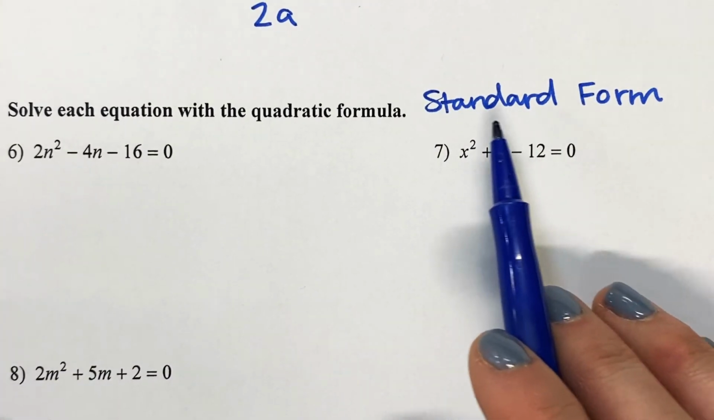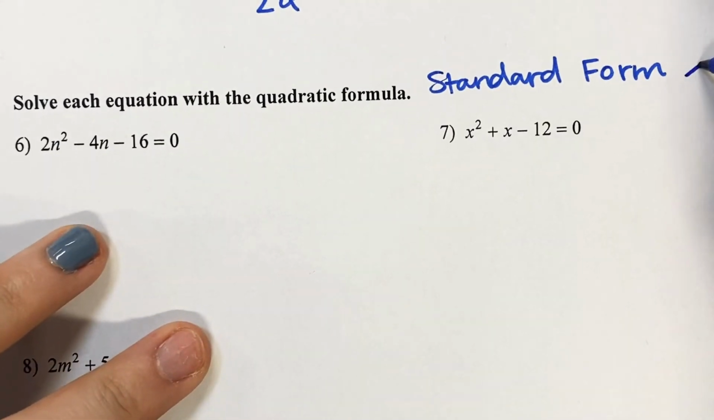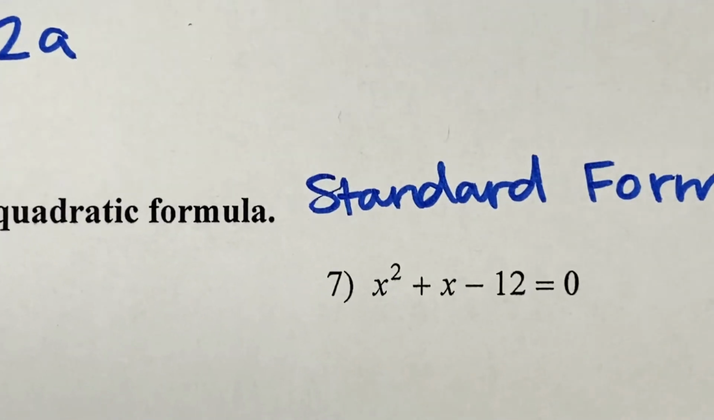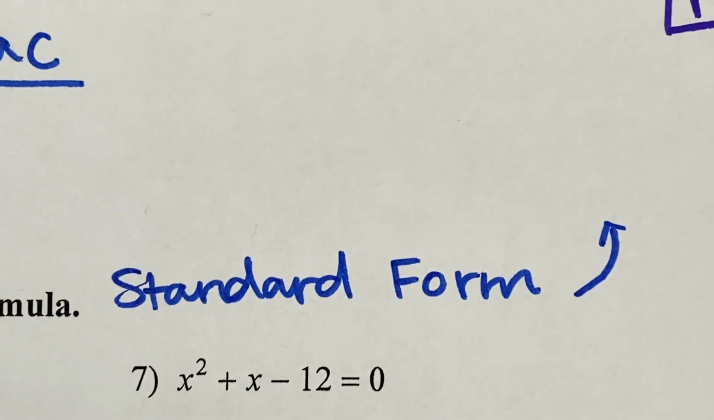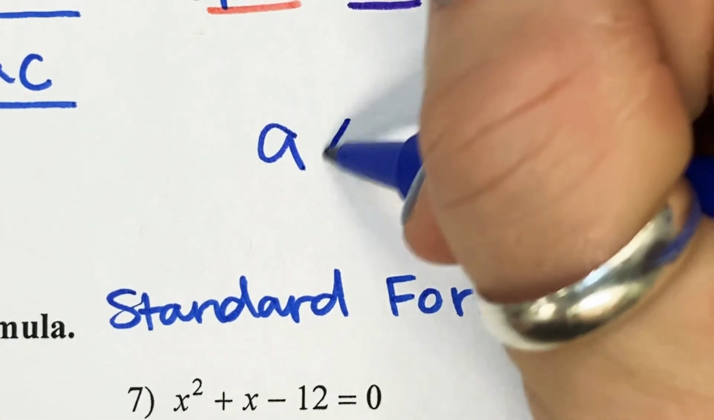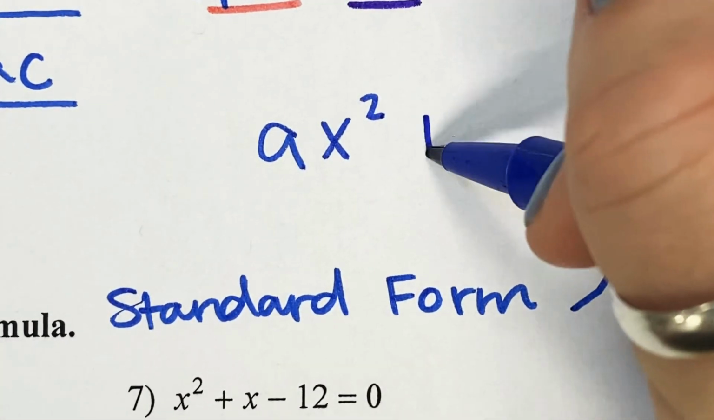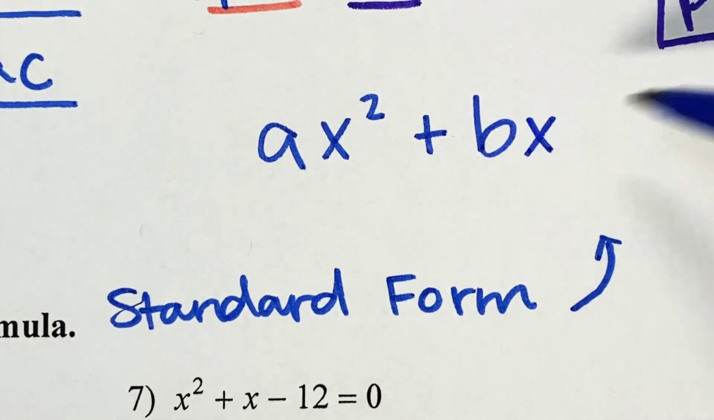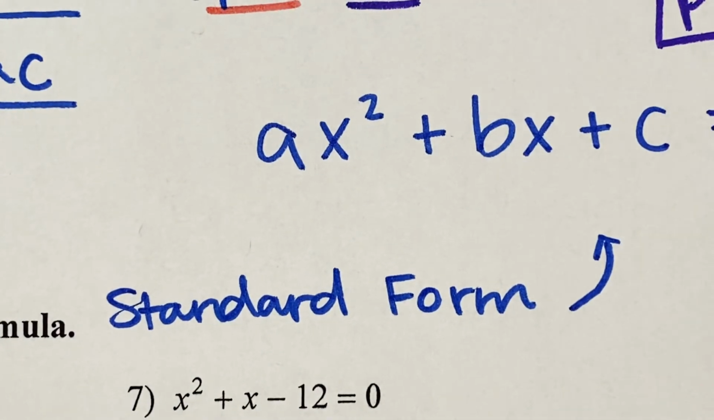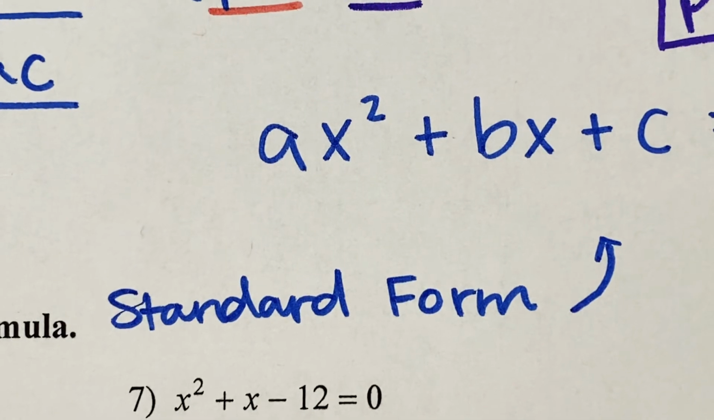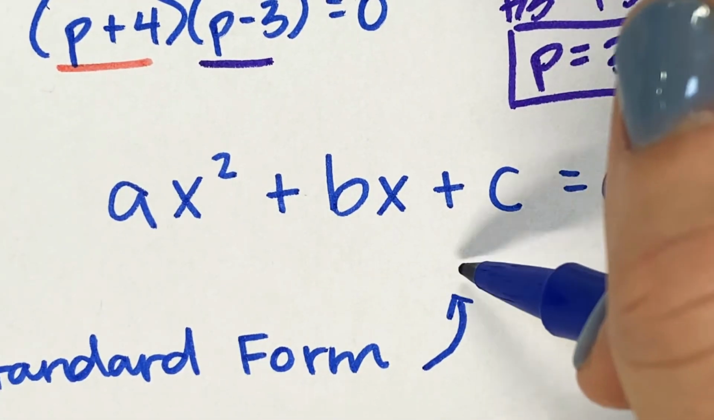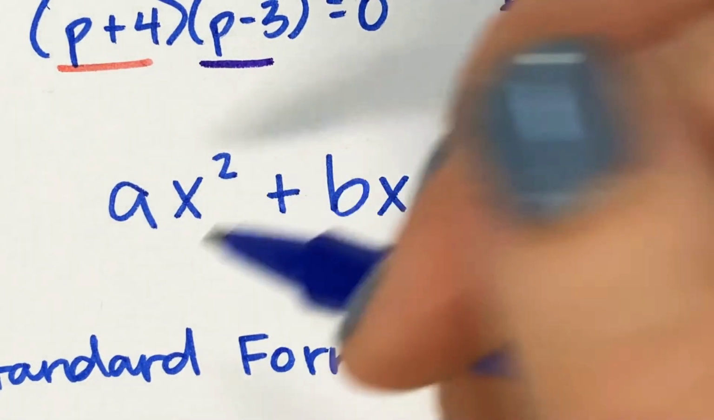Well, when it's in standard form, I'm actually going to put it up here. So standard form of a quadratic equation is written like this: a x squared plus b x plus c. And sometimes it'll have that equal 0. Right now it does. So this right here is in standard form.